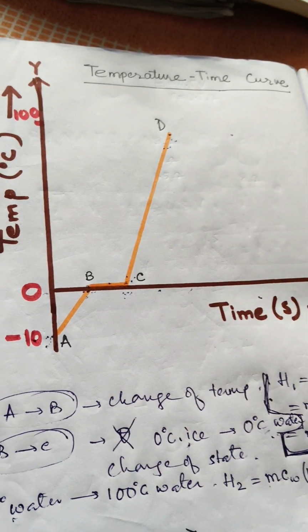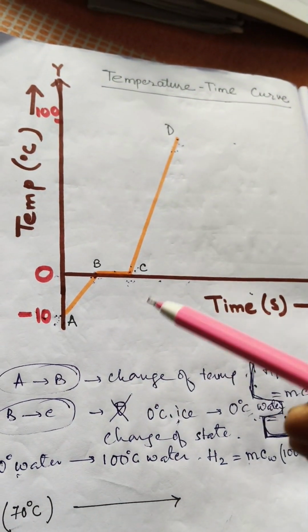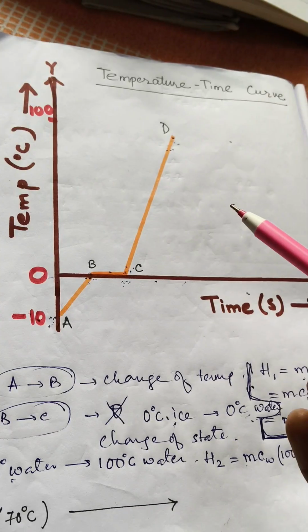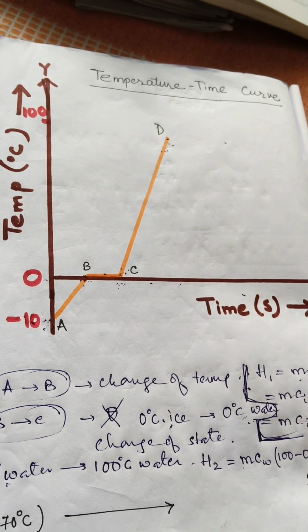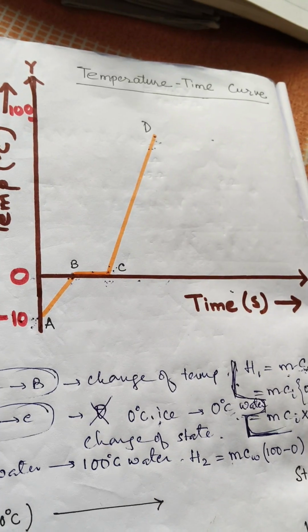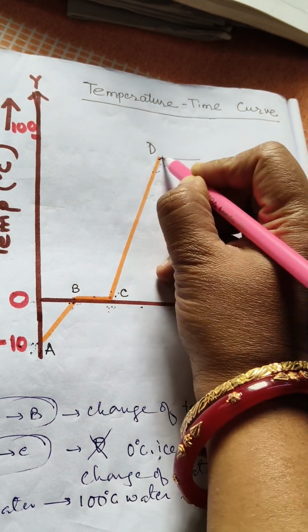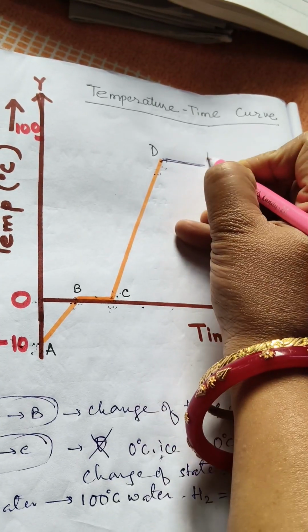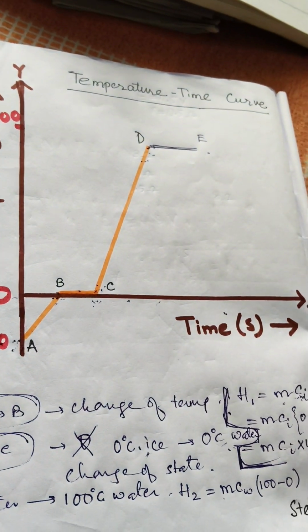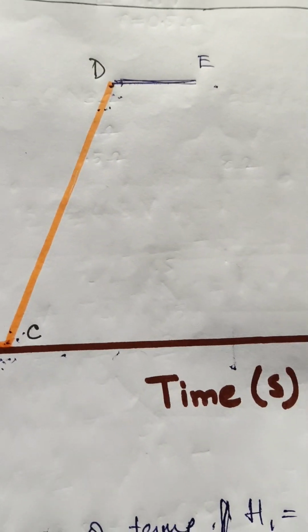So what are the steps involved? This is actually a heating curve, you can see, because the temperature of ice is actually rising up and getting converted to water. And just now I said there can be another parallel line at point D to the time axis. That means, here you can have something of this sort up till point E. So your graph can look like this also.